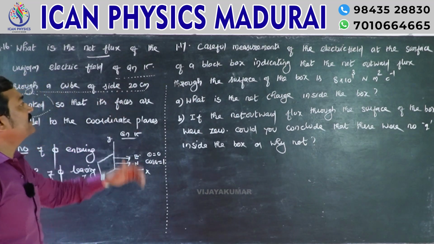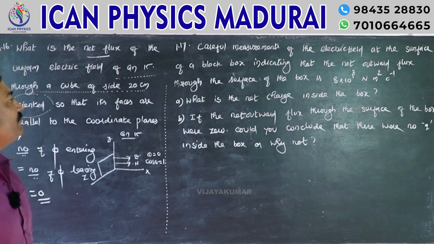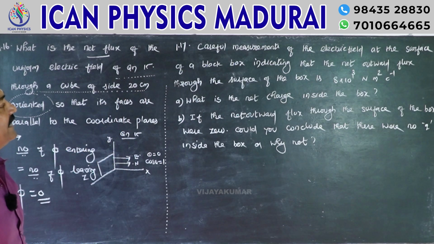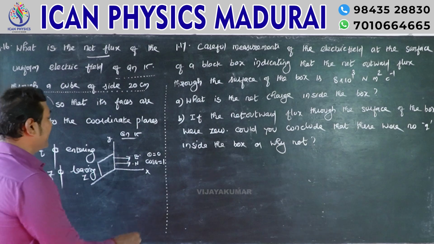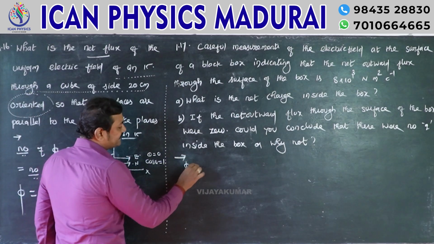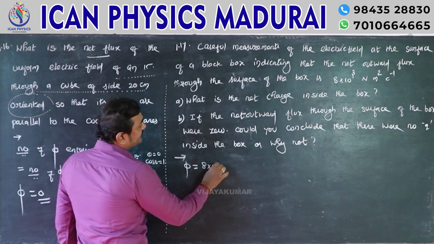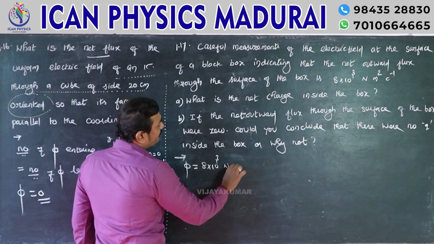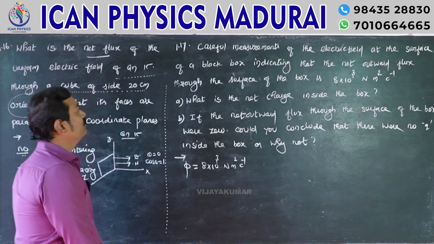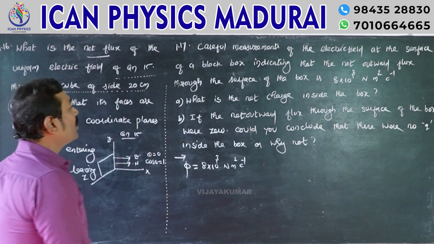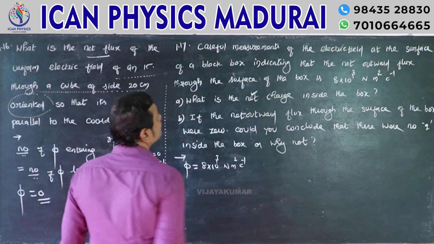Next, 1.17. Careful measurements of the electric field at the surface of a box indicate that the net outward flux is given. So what is the value of flux? 8 into 10 to the power 3 Newton meter square per coulomb through the surface. What is the net charge inside the box?